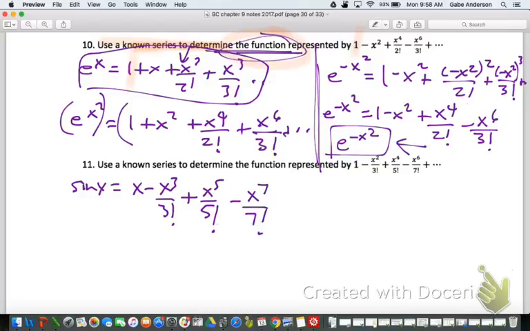minus x to the 7th over 7 factorial. Please note, there are no n's in sight because there's no nth term. Nowhere did it say find an nth term, use an nth term, do anything with an nth term. There are no n's anywhere. This is purely dealing with the numbers and the x's. No n's or nth terms or sigmas anywhere.